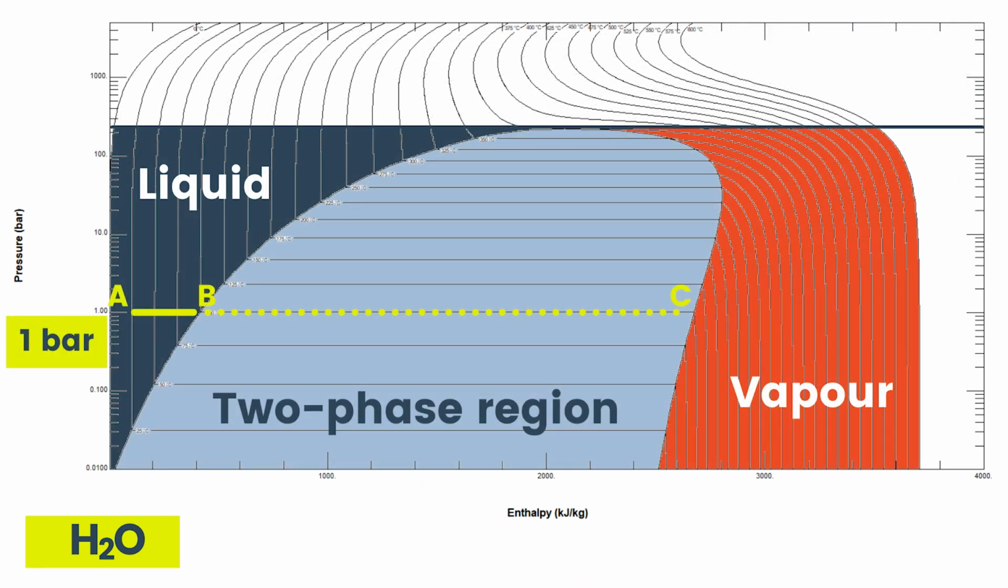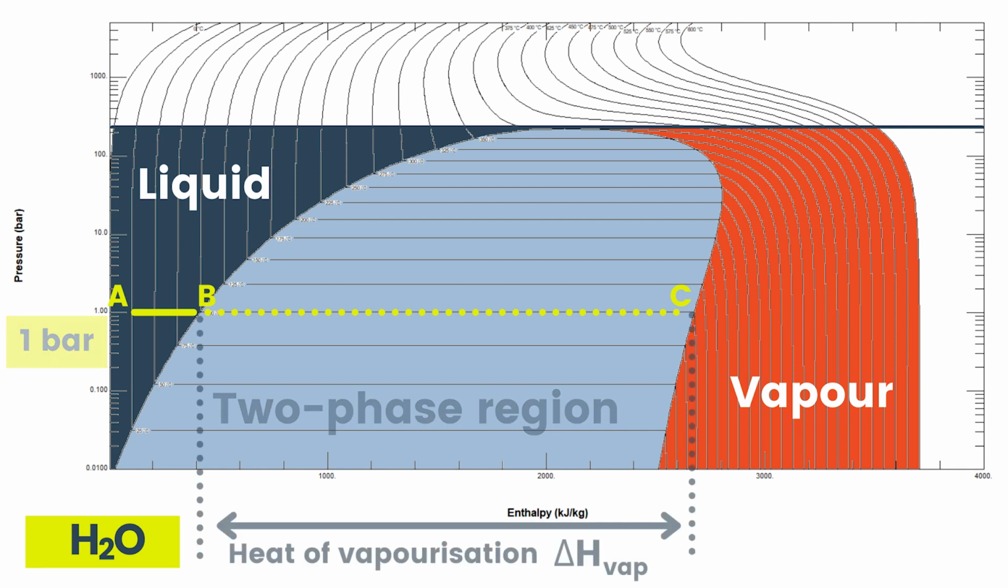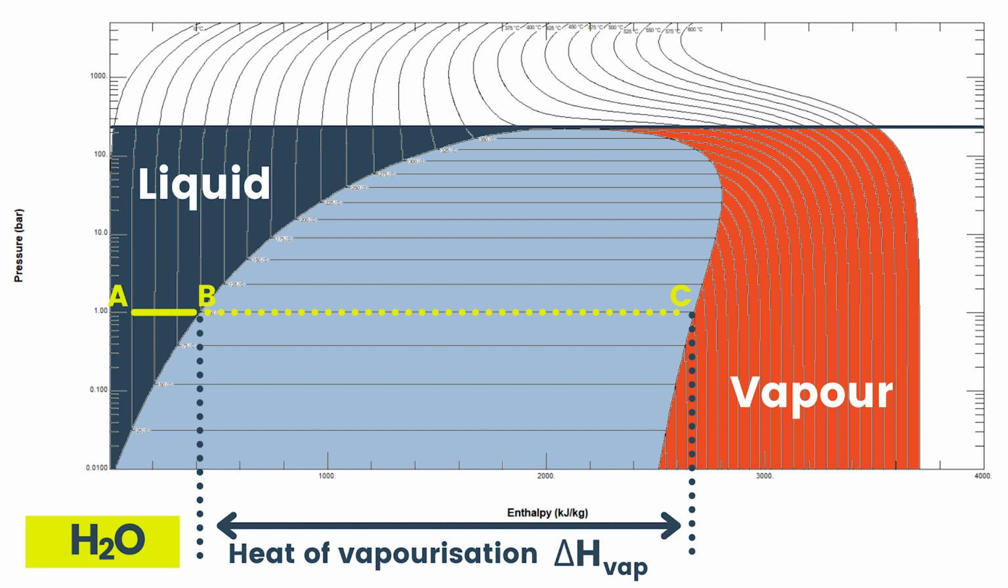The distance between points B and C, if we follow them vertically down and read that change in enthalpy, that distance is the amount of energy needed to boil a kilogram of water. This is called the heat of vaporization. It's the amount of energy we need to put into the liquid water in our kettle to boil the water, and it's the amount of energy we will obtain from the steam when it condenses. In one instance, we're moving left to right. In the other, we're moving right to left. But the amount of energy doesn't change.